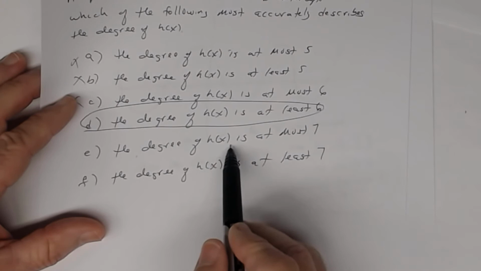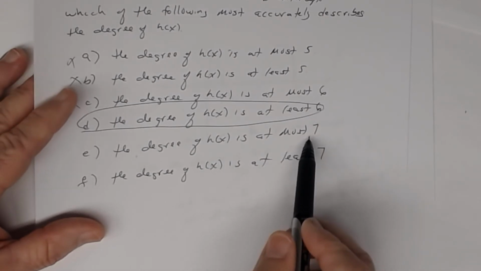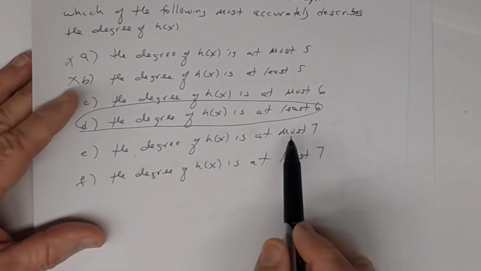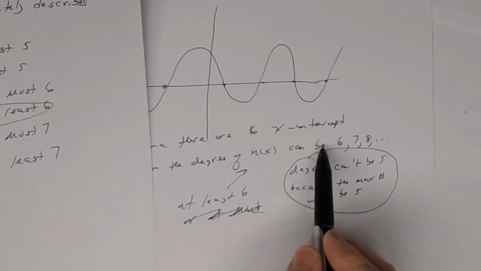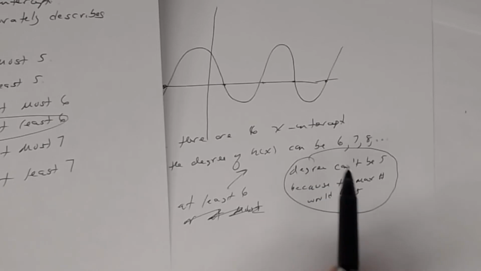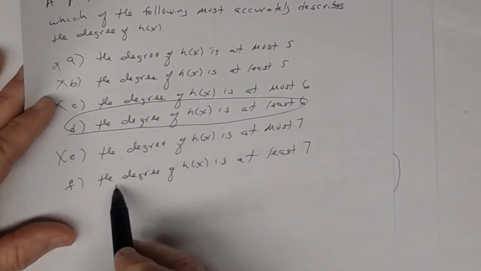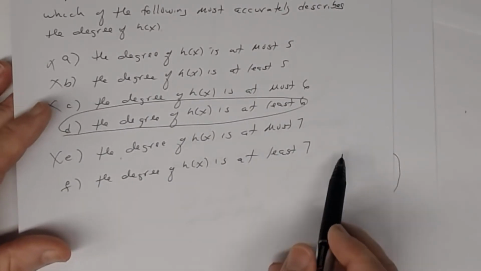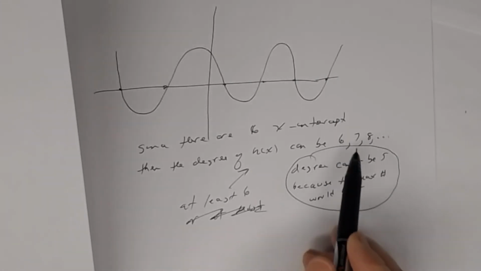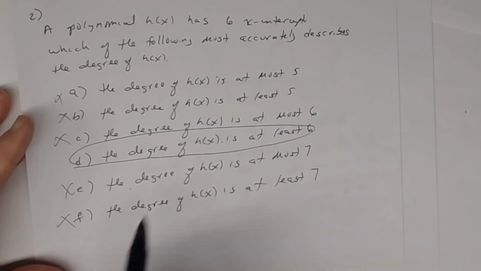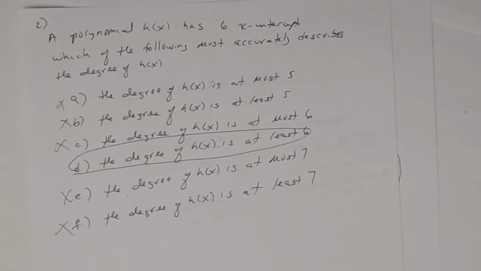The degree of h of x is at most 7. At most 7 means 2, 3, 4, 5, 6, 7. And 2, 3, 1, 4, 5 is not in here. At least 7 means 7 or more, but that excludes 6 because it can be 6. So we can't use that one. So it's only this one. All right, so that's number 2.